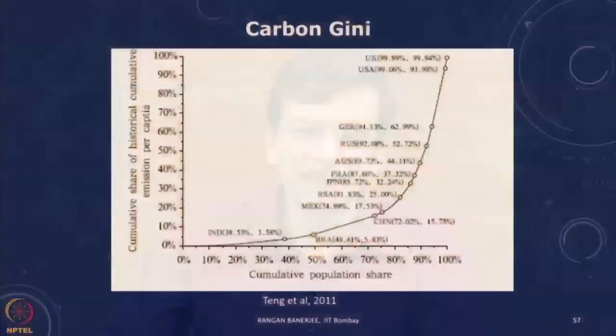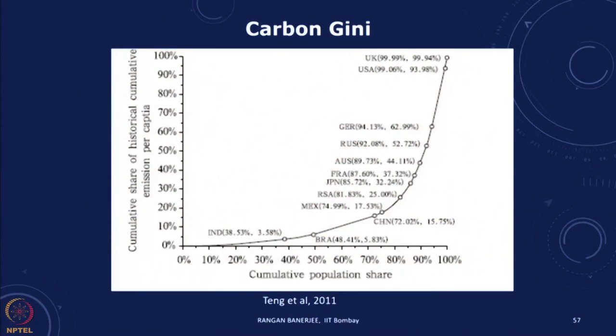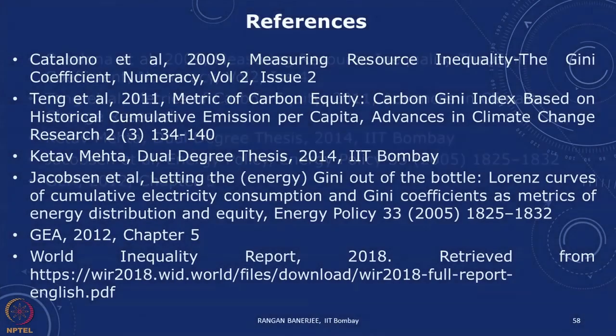And so that is why, instead of having a mandatory emission target, every country has come up with a voluntary declaration of what they can do. And that is how we have made an agreement in Paris, and we are moving forward with that. These are, again, different kinds of countries on the carbon Gini. So these are some of the references where you can find more details.